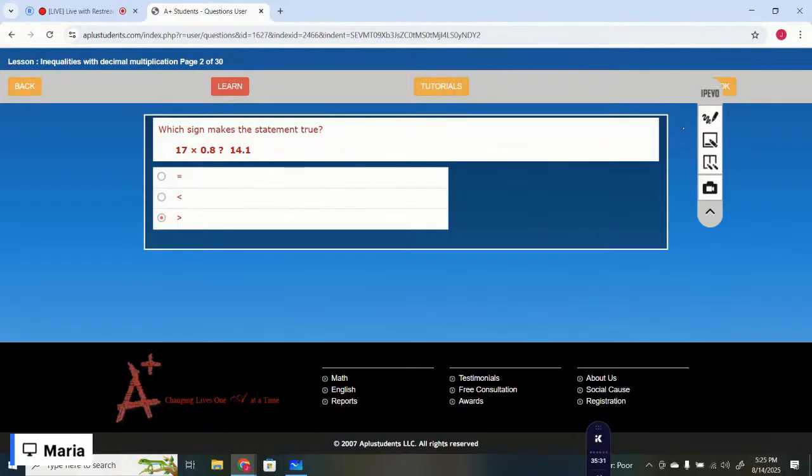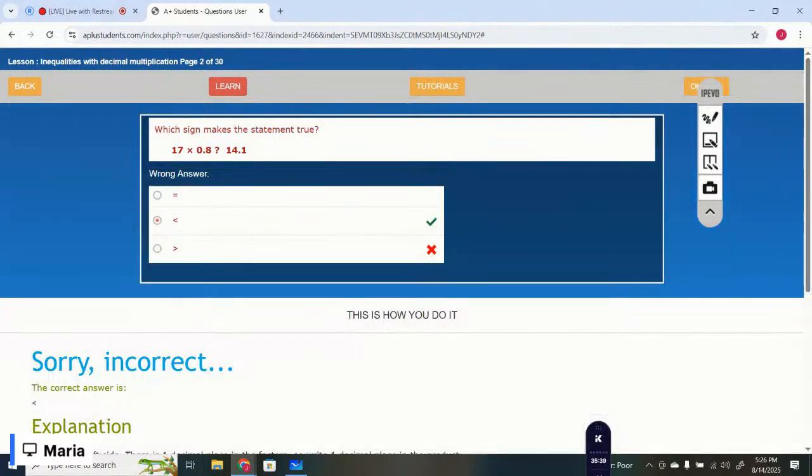17 is greater than 11.28. So 11 it is. Oh, 17 times 0.8 it is. Sorry. So that would be then less than 14.1.